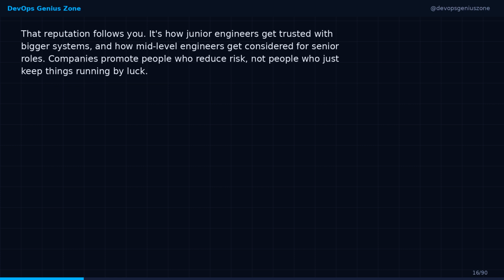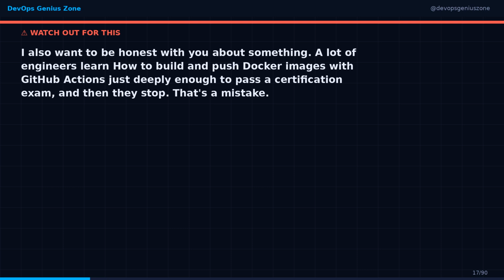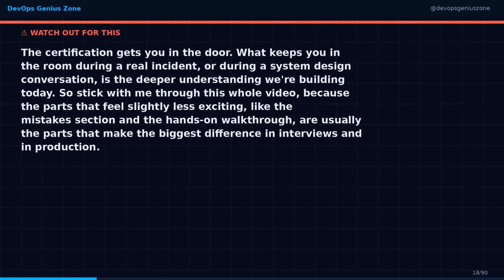I also want to be honest with you about something. A lot of engineers learn how to build and push Docker images with GitHub Actions just deeply enough to pass a certification exam, and then they stop. That's a mistake. The certification gets you in the door. What keeps you in the room during a real incident, or during a system design conversation, is the deeper understanding we're building today. So stick with me through this whole video, because the parts that feel slightly less exciting, like the mistakes section and the hands-on walkthrough, are usually the parts that make the biggest difference in interviews and in production.